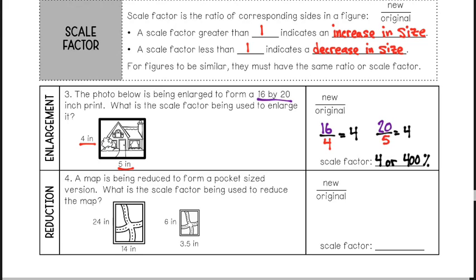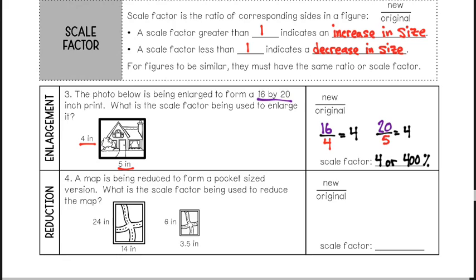Next question. We take this map, and it says it's going to be reduced to be pocket-sized, so we want to find out the scale factor of the reduction of this map. So this map is 24 by 14, and we would see what size of scale decrease was that to make it so it could fit in your pocket.